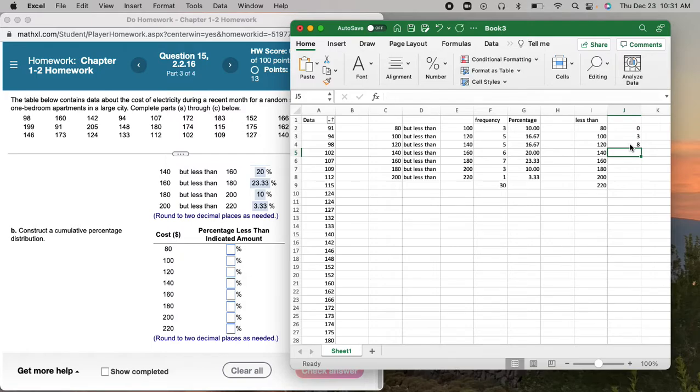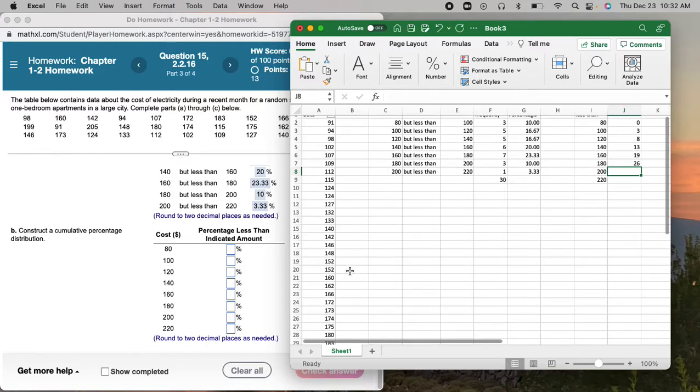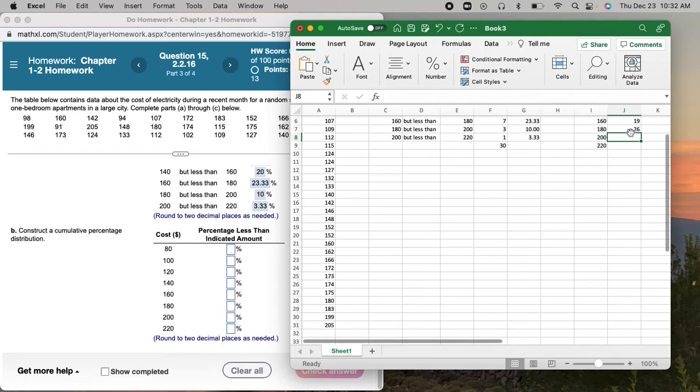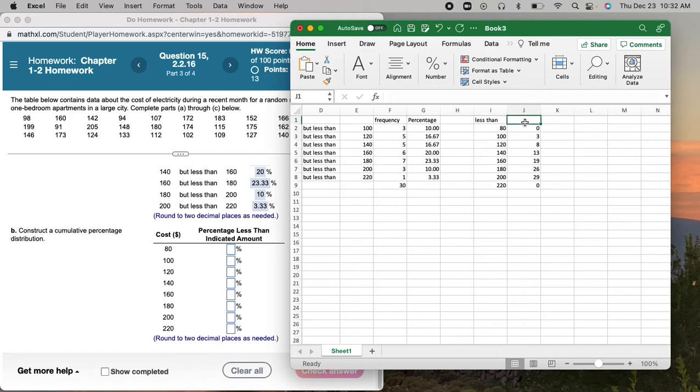And then less than 140, we have 13. Okay, less than 160, we have 19. I'm sorry, 18. No, 19, sorry. Let's double check here. What is it, 160, right? So we do have 19, okay. Less than 180, we have 26, again, because we are on cell 27, and we subtract the first one, so that gives us 26. And then less than 200, we have 29 of them, right? Because there is only one above 200, and we do have 30 observations, and there is nothing above 220, so this is 0.